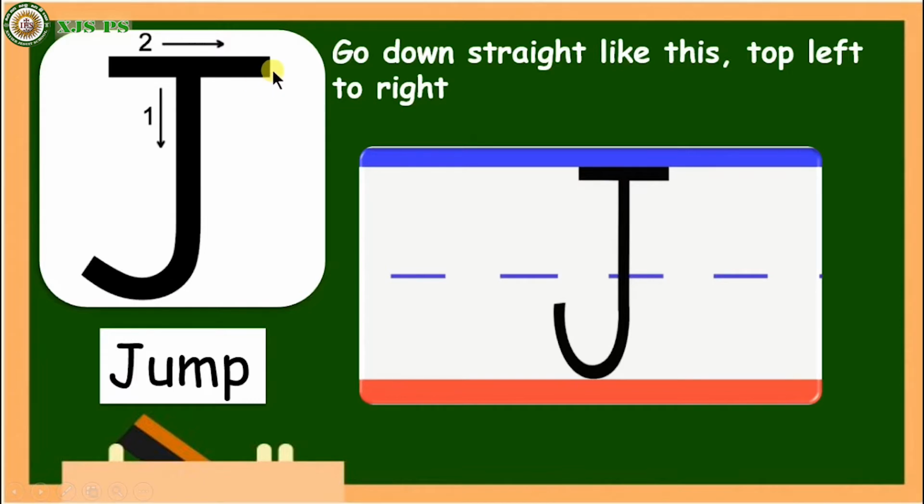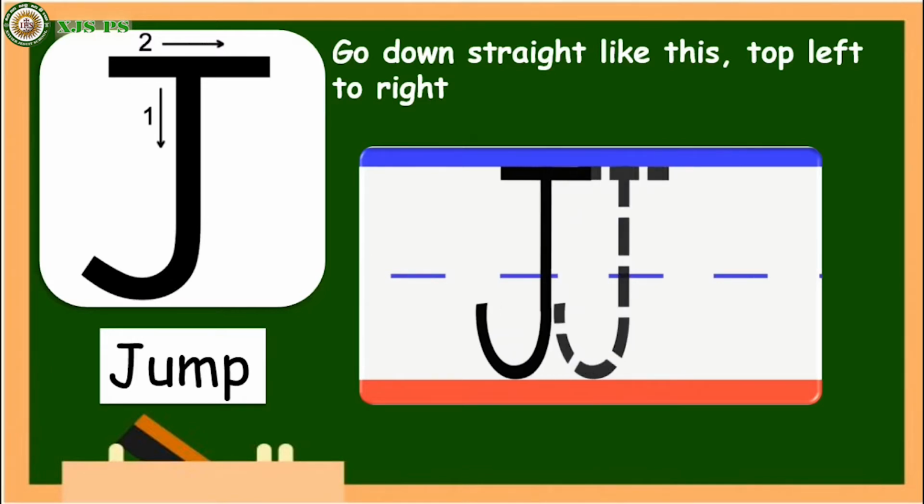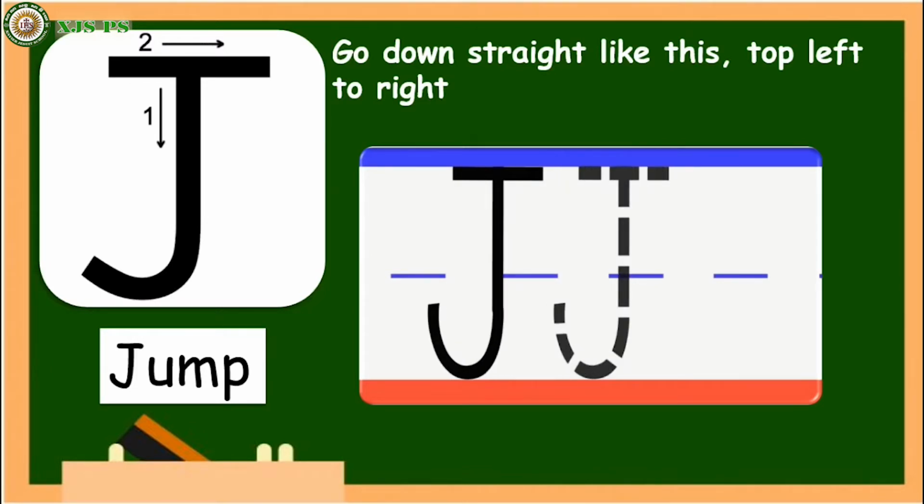So now everyone, write letter J with your finger. So now write in the air, 1, 2, 3. Okay, very good. So now let's see the video all together, how to write letter J. Okay, first, second, very good. So now everyone, write letter J all together.